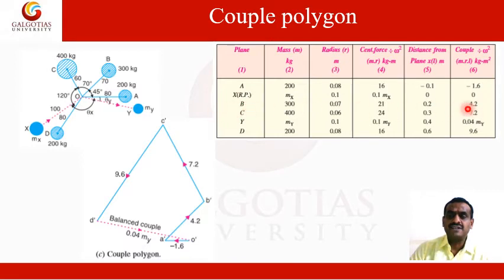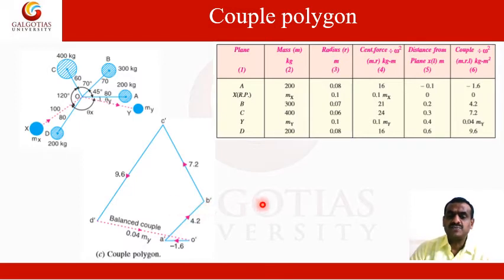Next, the couple value for the B mass is 4.2 kg meter square. We know the angular position of the B mass is 45 degrees from the horizontal A mass position. From the horizontal A mass position, we draw the 45-degree line and mark it as 4.2 centimeter. Then we get this B dash position.